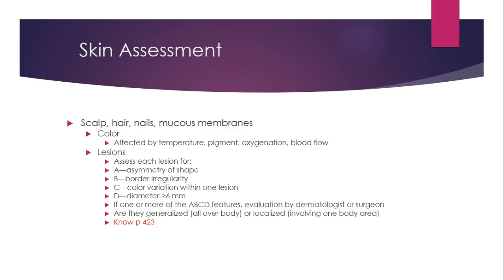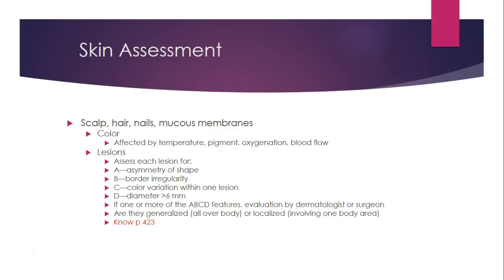Some of the skin assessment that you can do is looking at the scalp, hair, nails, mucous membranes. So looking at the color and how the skin might be affected by temperature. If they're really cold, their skin might become a little bluish or a little even pale. We can look at their pigmentation. We can look at oxygenation. We can look at blood flow.